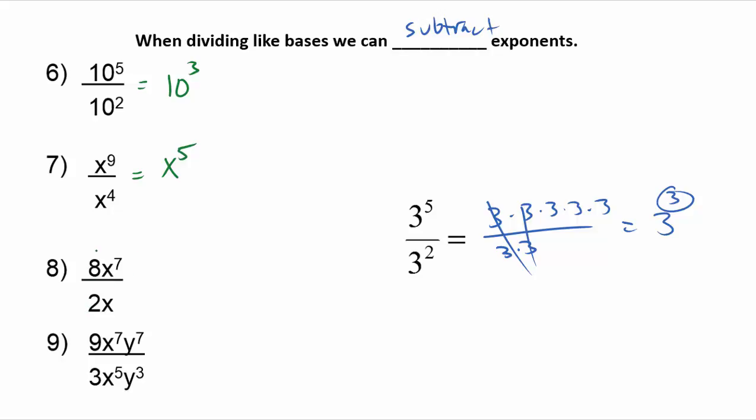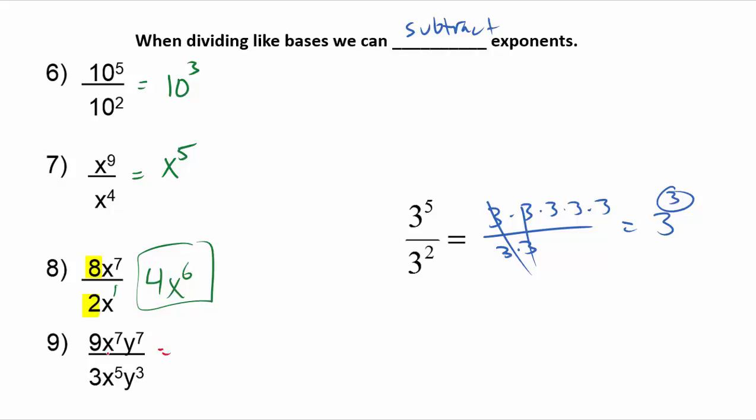8 over 2. Now here again you have to be careful. It's not going to be 6. We're not subtracting big numbers. We know how to divide 8 divided by 2, or just simplify that fraction. It's just going to be 4. Okay, 8 divided by 2 is 4. It's the little numbers here we need to subtract. So these exponents, x to the 7th over x to the 1 is x to the 6th.